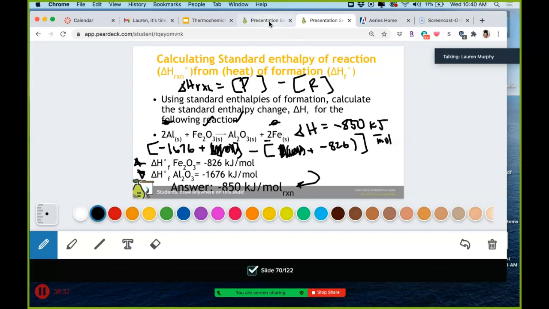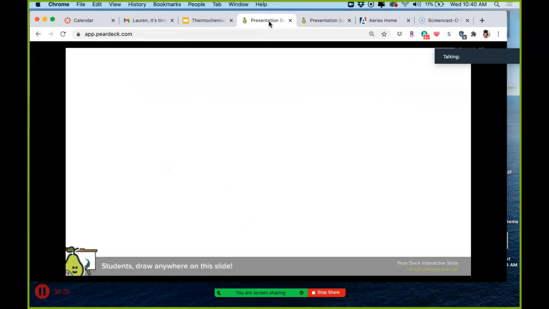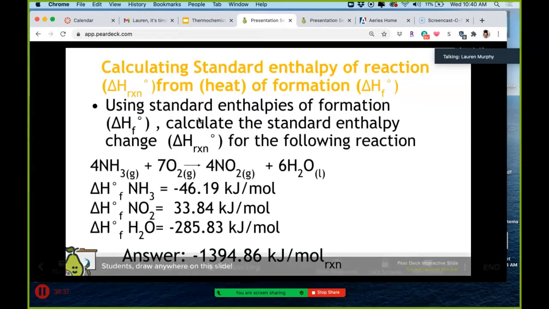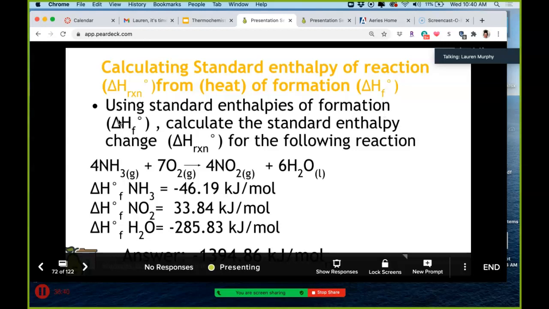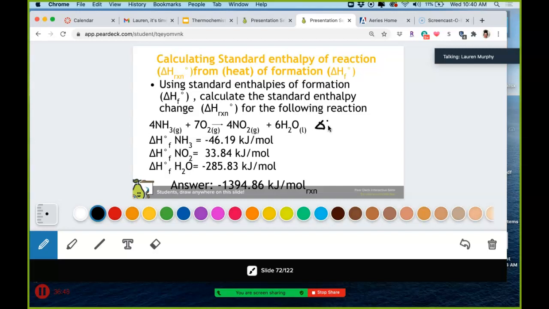Okay, let's try another one. All right, using standard enthalpies of formation, so HF values, calculate the standard enthalpy change of the reaction. So we're calculating delta H for this whole reaction. And I give it to you balanced. So our job is to find the delta H of this reaction using HF values, not using chemical reactions with delta H values. So you go, okay, well, if I'm using HF values, this is defined as products minus reactants. Delta H equals products minus reactants.